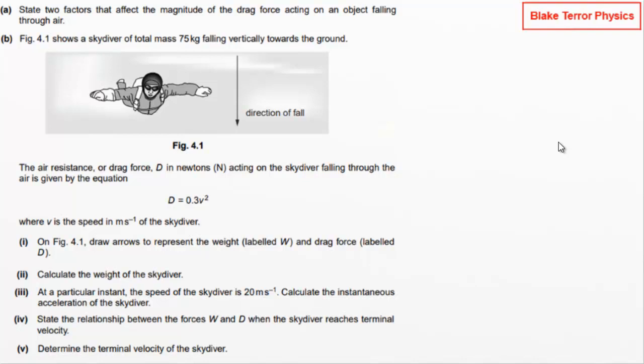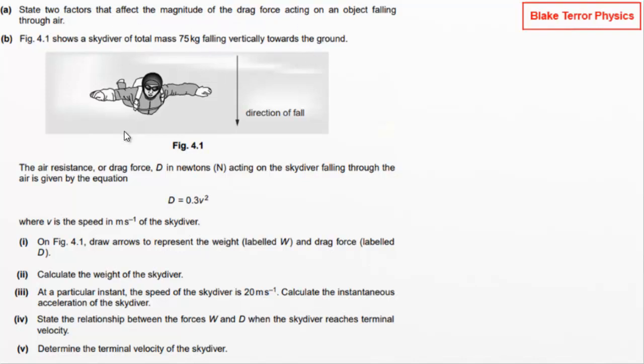So what I'm going to do is run through what's a fairly straightforward question, just in the standard fashion to get the answers as if we were doing it in an exam. And then we'll see if we can find anything interesting to pick apart in a bit of a deeper dive later on. Right, so we're starting off just stating two factors that affect the magnitude of the drag force acting on an object falling through the air.